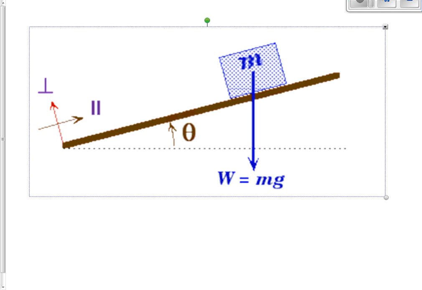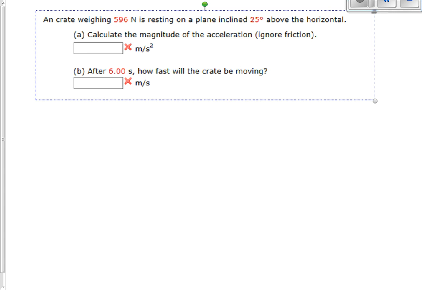So how do we solve problems like this? I picked a couple out of your WebAssign, so we'll start out with one with no friction. A crate weighing 596 newtons is resting on a plane inclined 25 degrees above the horizontal. Calculate the magnitude of the acceleration ignoring friction. We're going to ignore part B as well because that's simply kinematics. So if we draw this situation, I've got an incline, I've got a crate sitting on my incline, and that incline is set at 25 degrees. We want to do our free body diagrams like always.